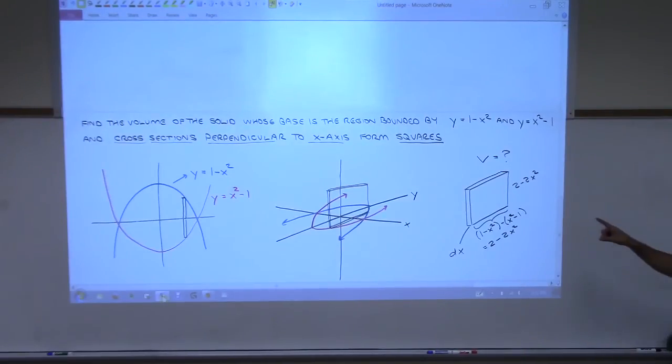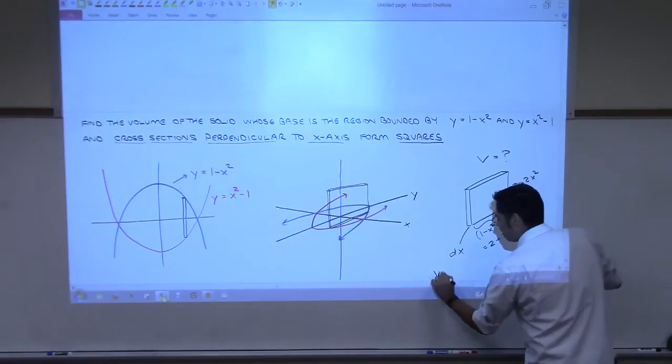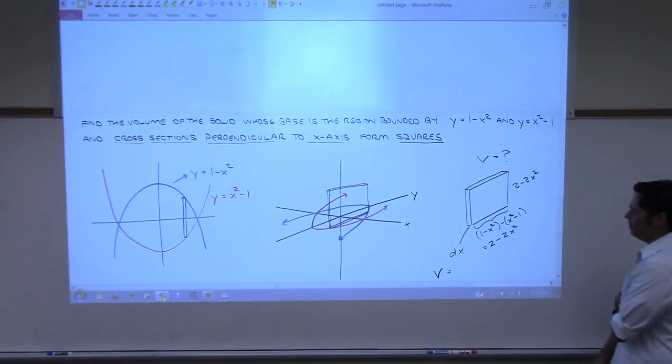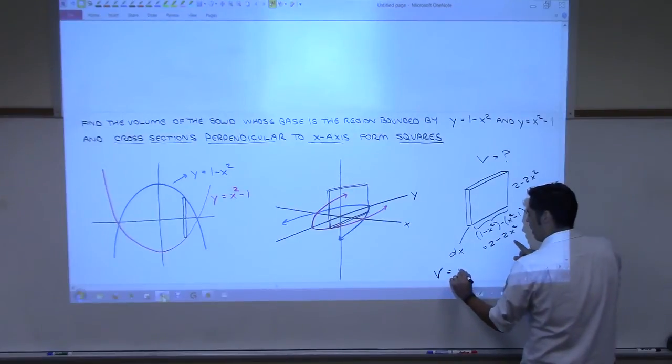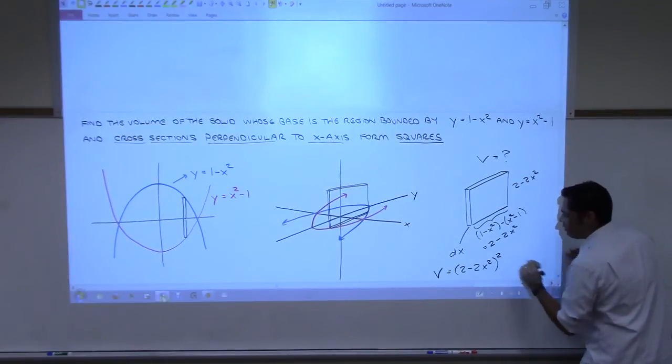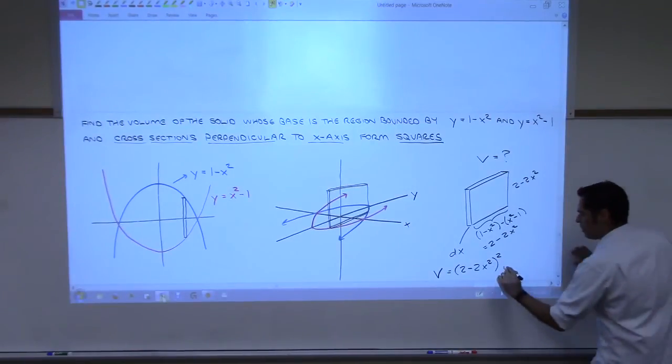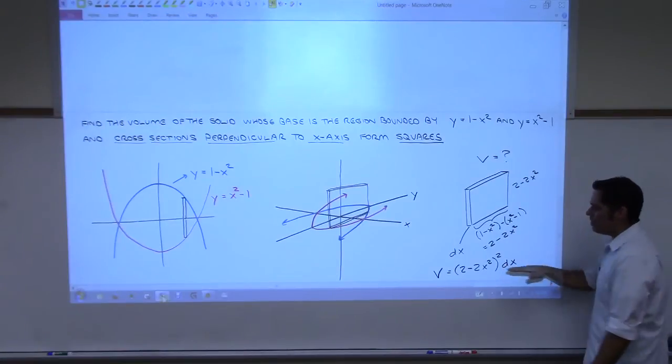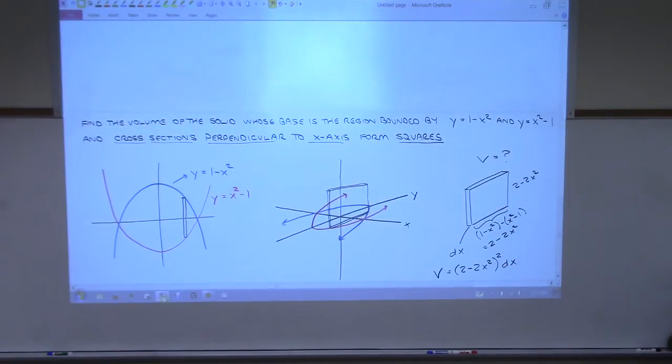All right, so what's the volume of this little sliver, this little slice, this little piece of bread? 2 minus 2x squared times 2 minus 2x squared times dx. Couldn't you just square it? Yes, it's 2 minus 2x squared times itself again, so I'm just going to square it, and then just dx. That would be the volume of that little piece. And now add them all together. And when we do that, we're going to bring the integral in. Okay, so integral time.